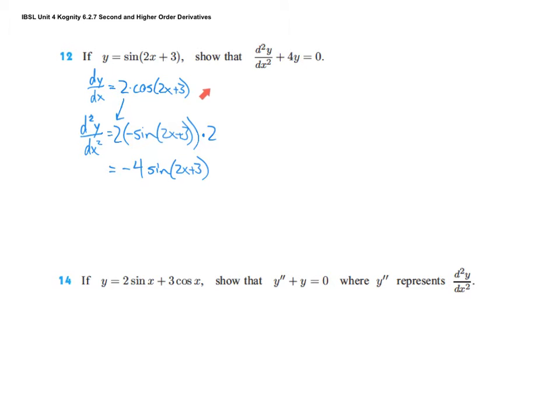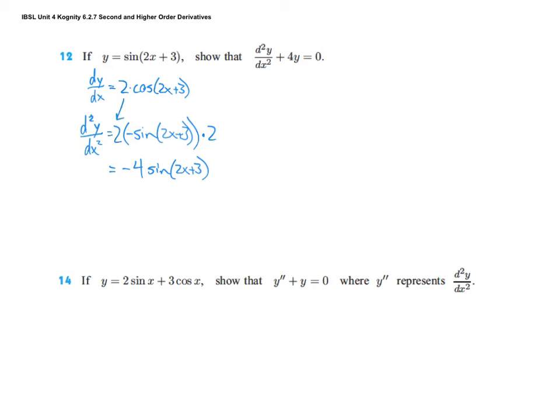Doesn't matter if you put it at the beginning or end. Multiplication order doesn't matter. Okay? So now that I have the second derivative, what we're dealing with is actually what's known as a differential equation. You can actually take an entire course in these in college if you want.